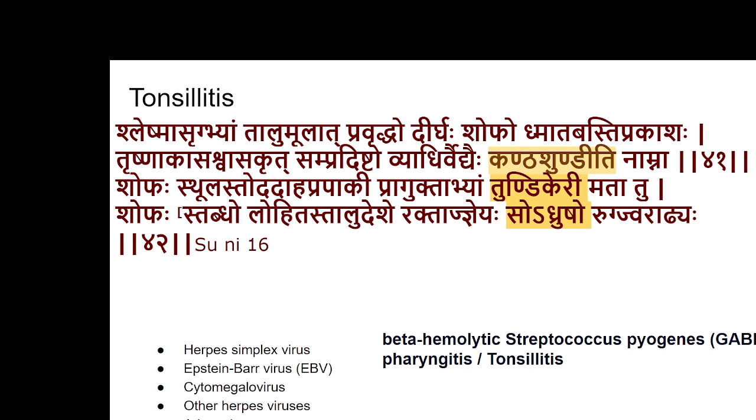The typical features described of tonsillitis and peritonsillitis, the structures around the area, uvula and so on, even including pharyngitis, are described by Sushruta as either Kantashundi, Tundikeri or Adhrusha.